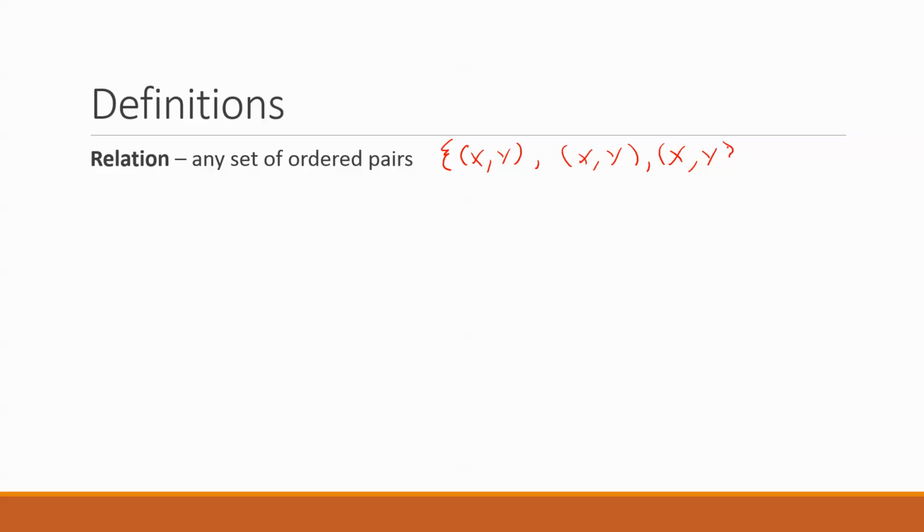So the first thing we have here, let's look at our definitions. The first definition we're going to look at is relation. A relation is any set of ordered pairs. So you've seen ordered pairs before in the form of x, y. So any set of ordered pairs would represent a relation.